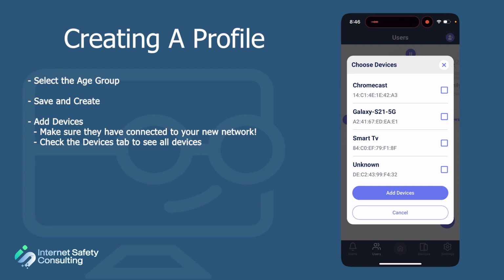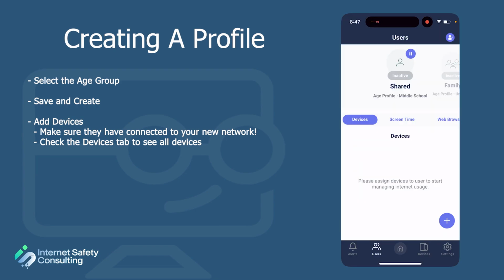Now, if there's a device that you're expecting to be on here and it's not, it's likely in one of two places. It's either in a different profile or it has not yet connected to your Wi-Fi since you've set up the Gryphon router. If the device just hasn't connected to your Wi-Fi yet, go ahead and connect it and then come back here and you should see it.